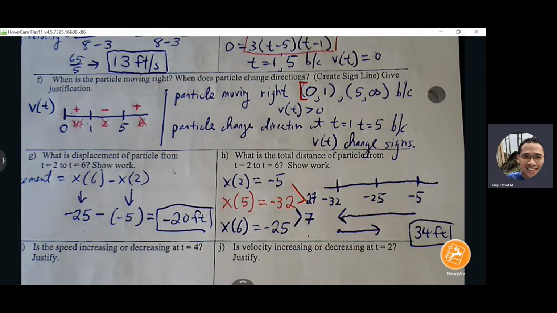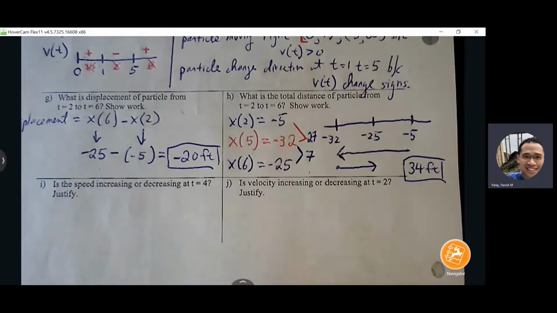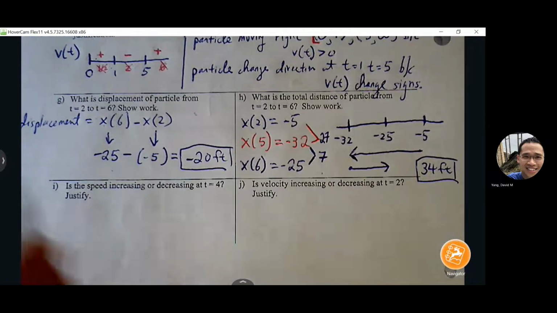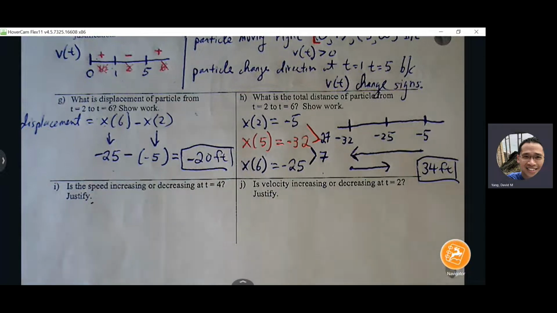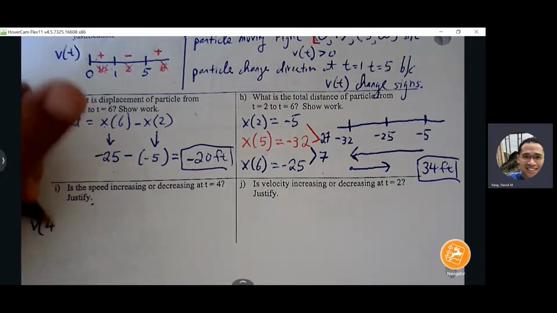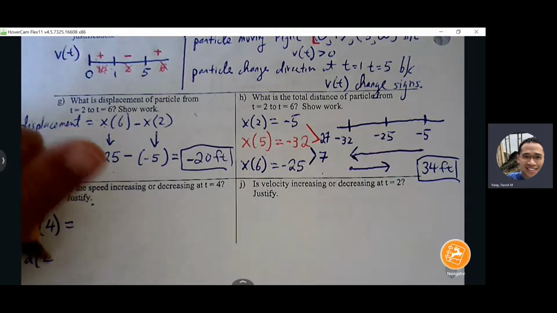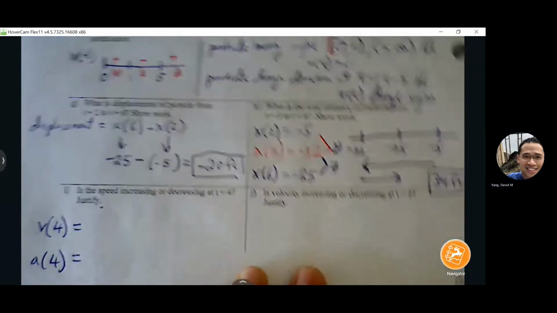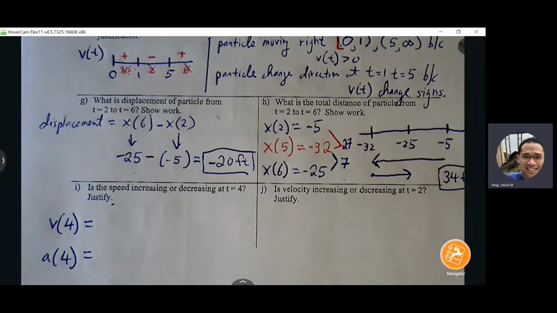Okay, last two here. Is the speed increasing or decreasing at t equals 4? If we want to determine increasing or decreasing speed, we have to do some comparison. Do you remember what we have to compare? Velocity versus acceleration, right? So we're looking for what the signs are. Let's find the velocity at 4 and the acceleration at 4 and see what information we get. Really, the number is not that important. It's whether it's positive or negative, but let's go ahead and find those values.